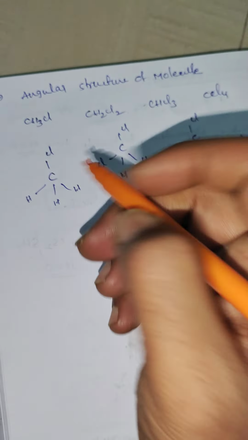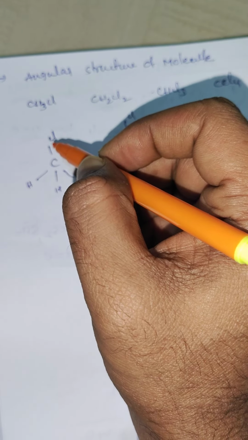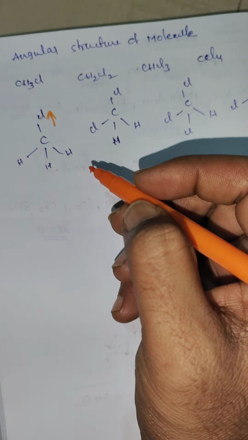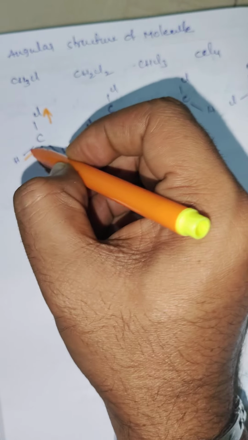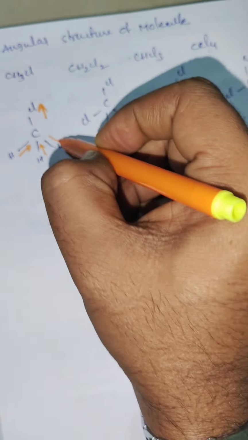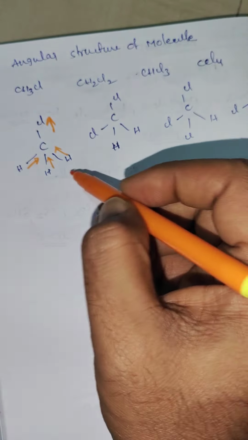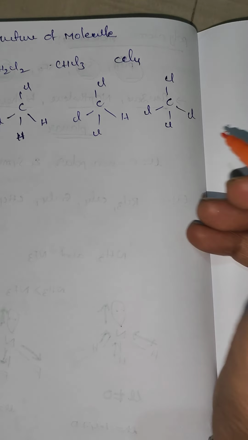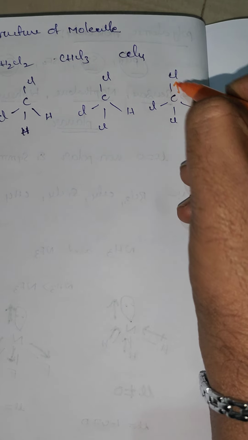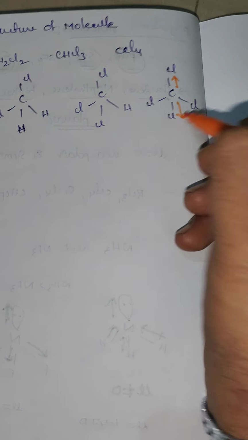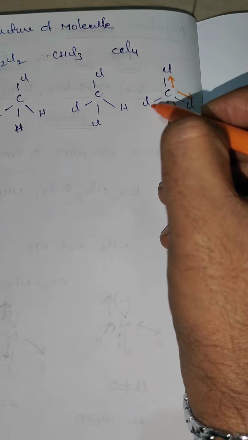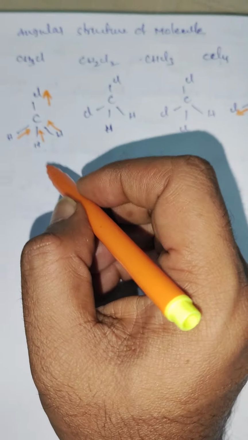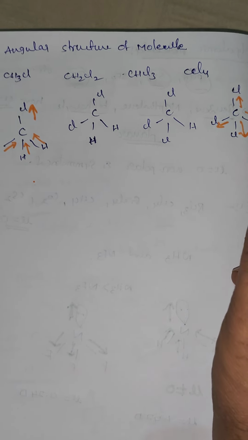See here in the first diagram, carbon and chlorine. Chlorine is the most electronegative element, so the direction is like this. Hydrogen and carbon like this. All the directions are on the same side. When you see CCl4, like this, here like this, here like this, here like this, these are opposite directions. That means CH3Cl has more dipole moment than CCl4.